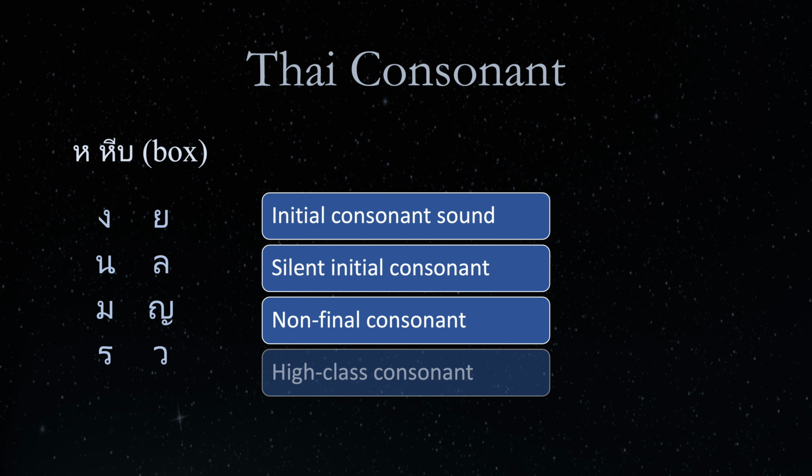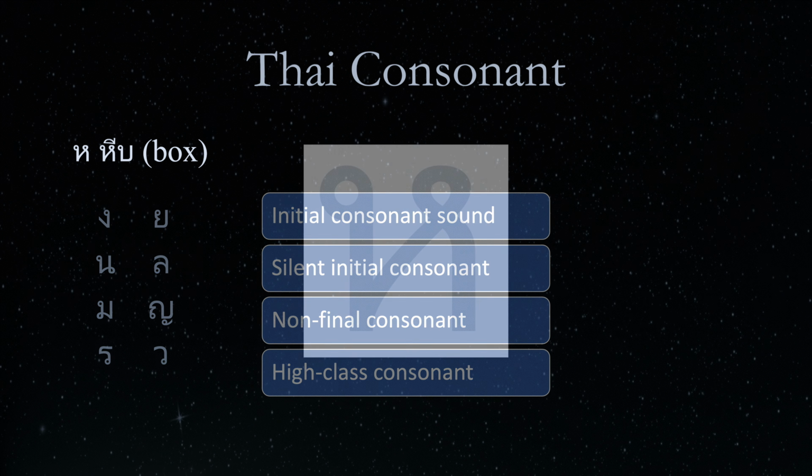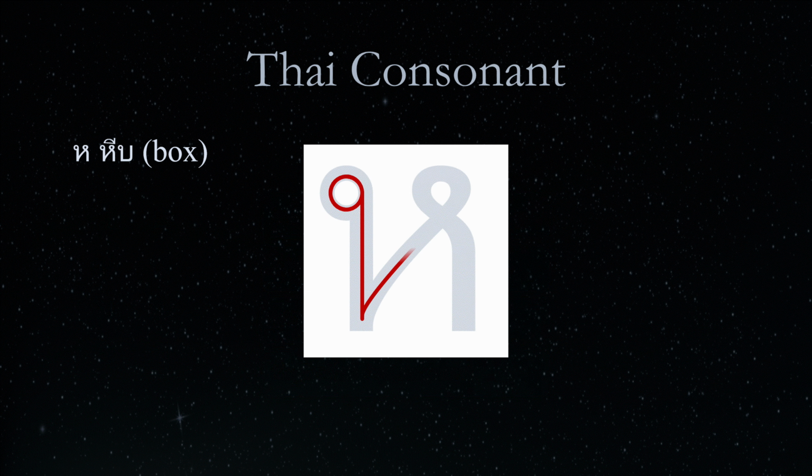H is a high-class consonant. This is how H is written. Important here is to start by drawing the circle at the top left corner of the letter in the clockwise direction. If you then follow the illustration here, you should not have any problems writing H from beginning to end without raising the pen.